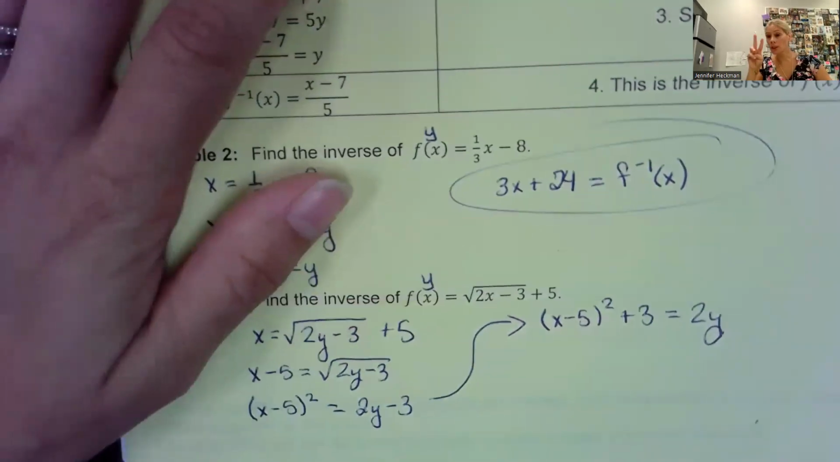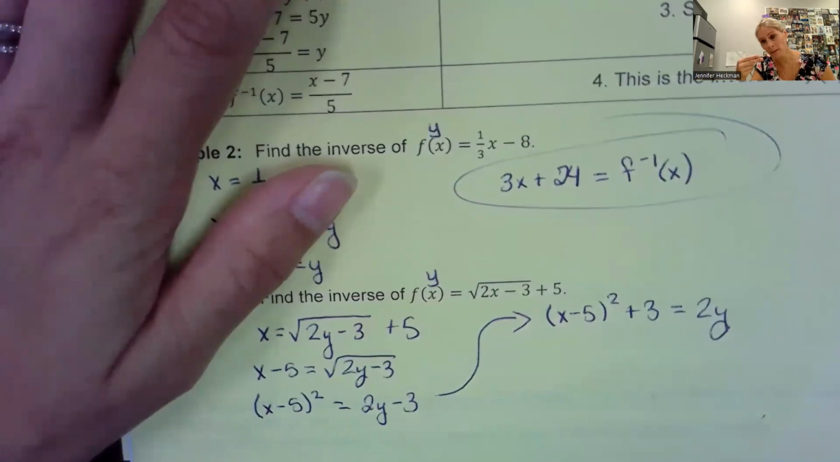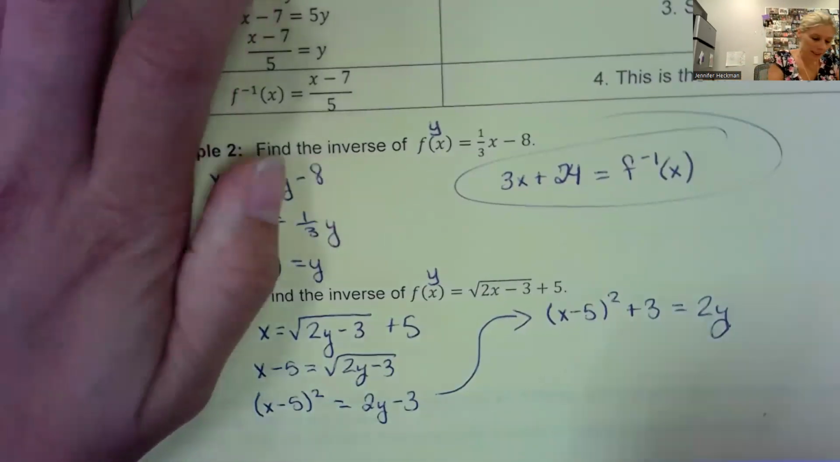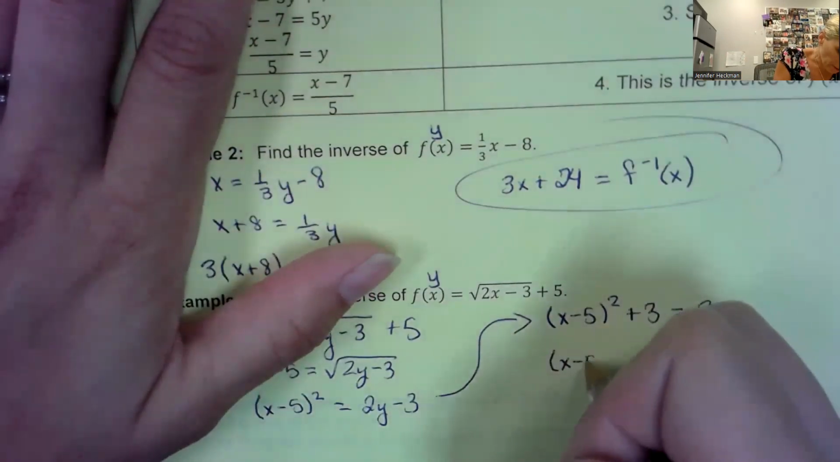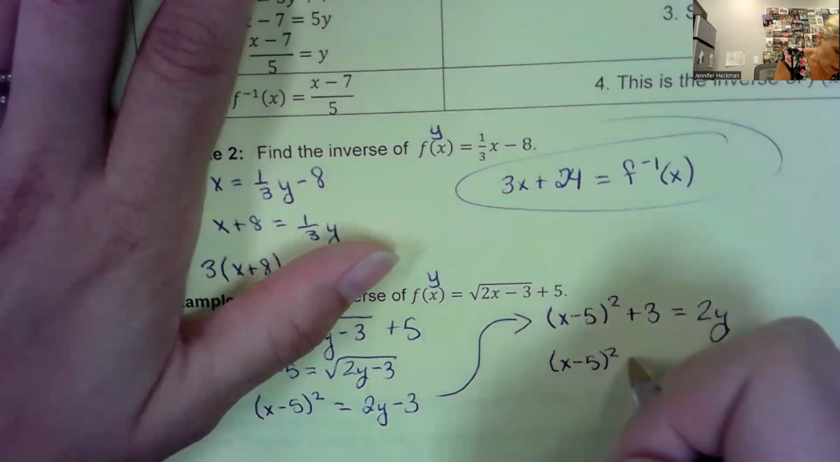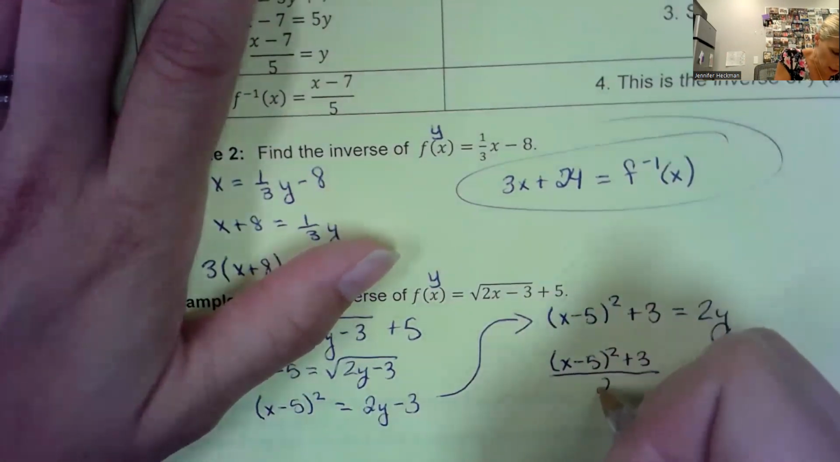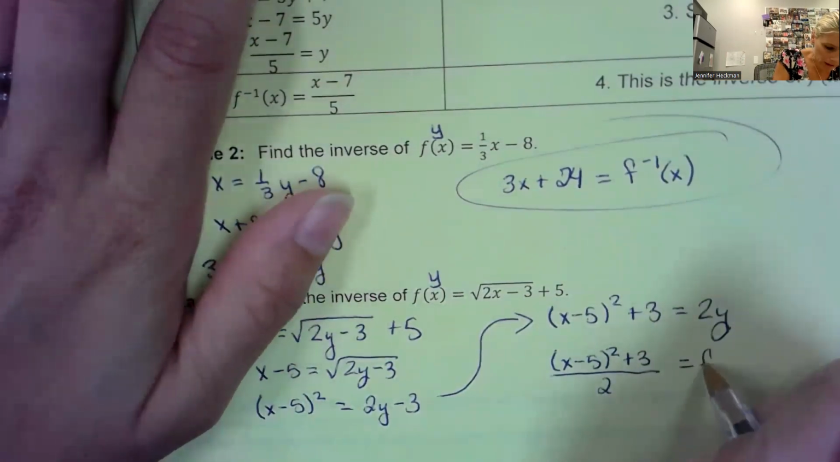Okay. I'm going to do two things at once if you don't mind. I'm going to get rid of that 2 by dividing. And I'm going to change my y back into the inverse because y is actually the inverse, okay? So if you don't mind, I'm going to do this together. So I have x minus 5 squared plus 3, and moving that 2 by dividing everything by 2. And then instead of y, we have the inverse.